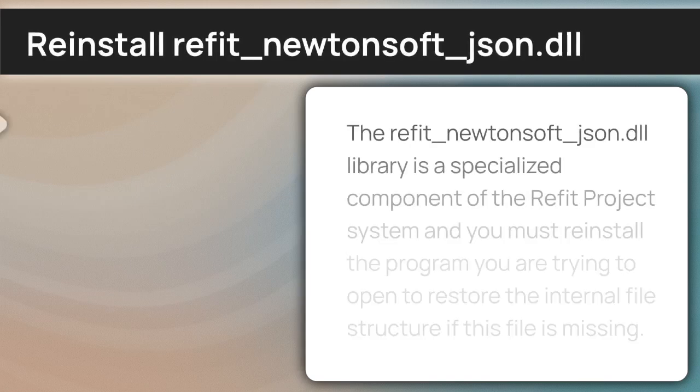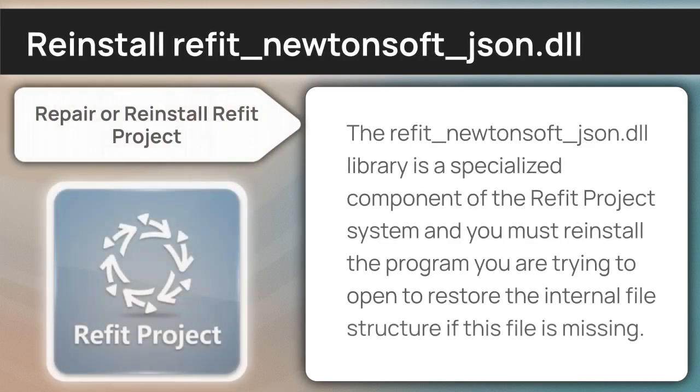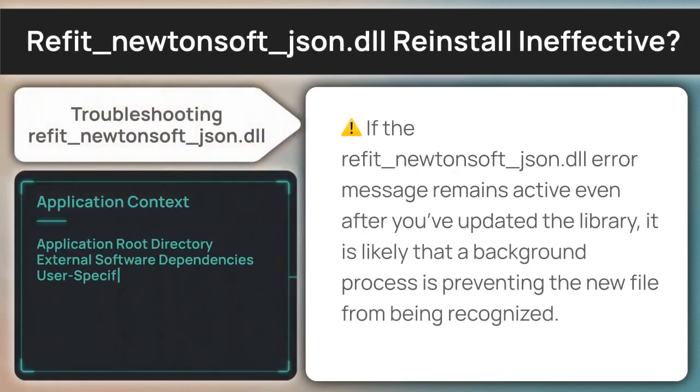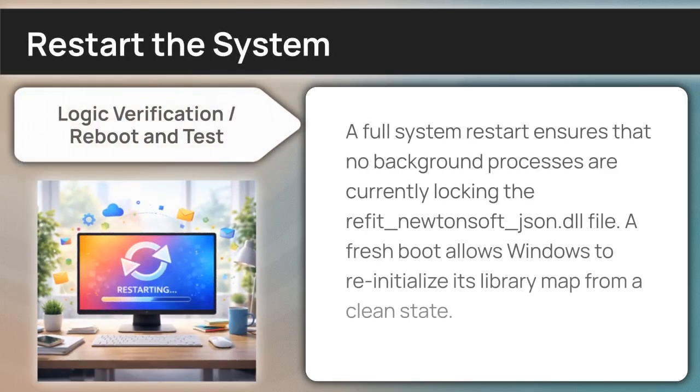The Refit Newtonsoft JSON Library DLL library is a specialized component of the Refit Project system, and you must reinstall the program you are trying to open to restore the internal file structure if this file is missing. If the error persists despite the new library files, we must verify if a simple synchronization conflict is preventing the file from loading. If your system has been running for an extended period, a reboot might be necessary to resync your background processes and clear any temporary locks on the Refit Newtonsoft JSON library file.